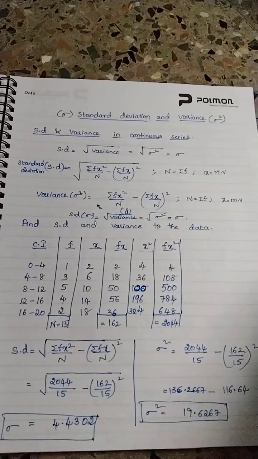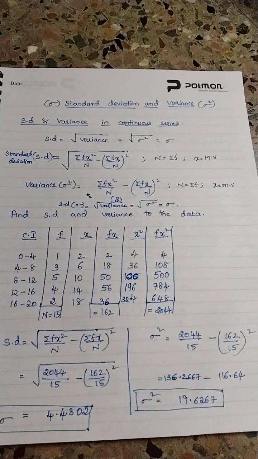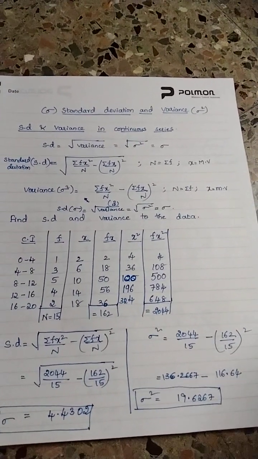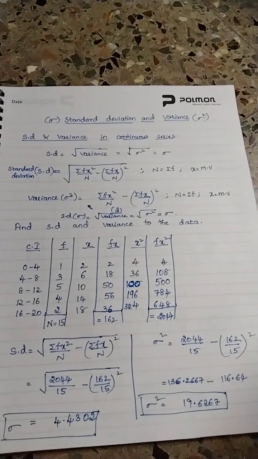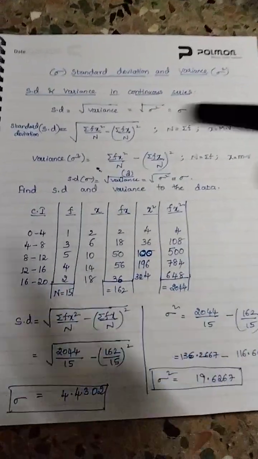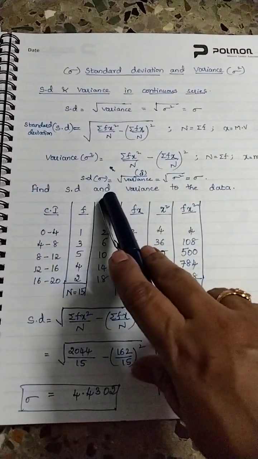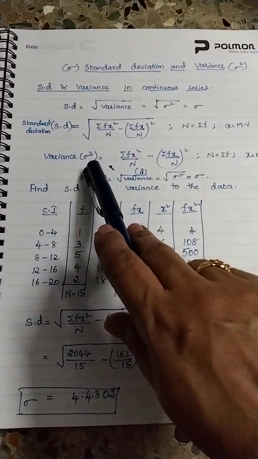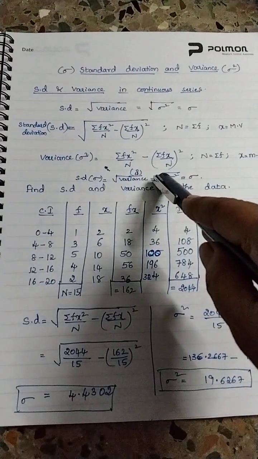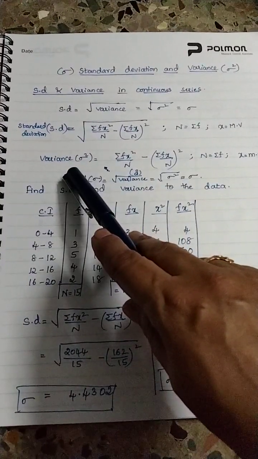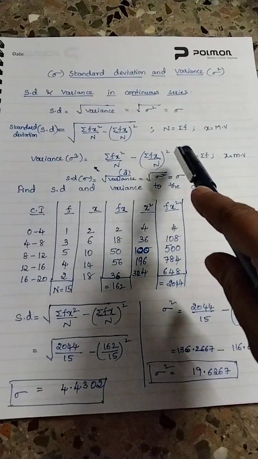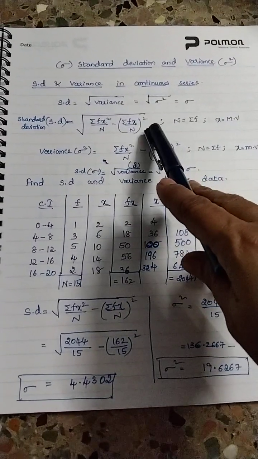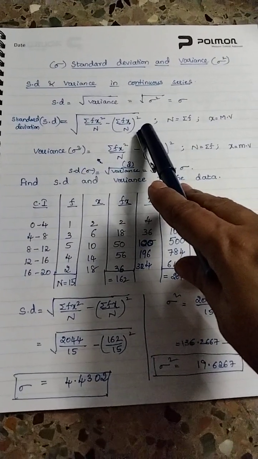In continuous series, we usually take the values of x as middle values, whereas in a discrete series, if they are asking you to find it out, they will be giving you both x and f. So here, find the standard deviation and variance of the data. Variance is nothing but the same formula without the root, or else first find out the variance and then for that sigma square you take the root. You are going to easily get the value of standard deviation.